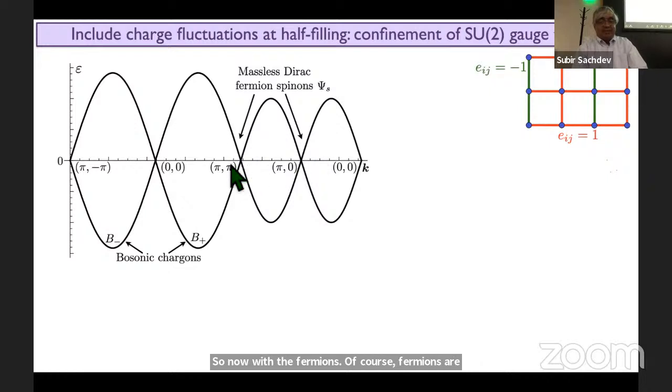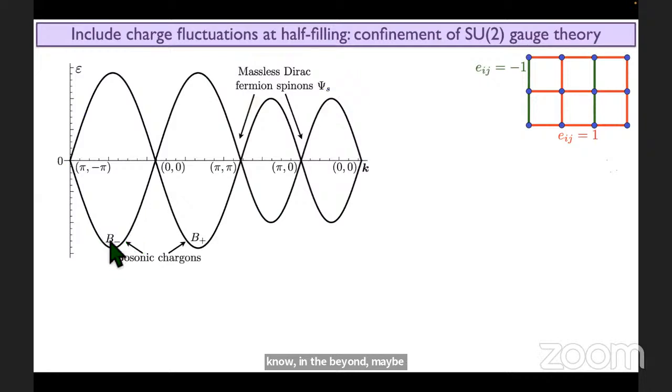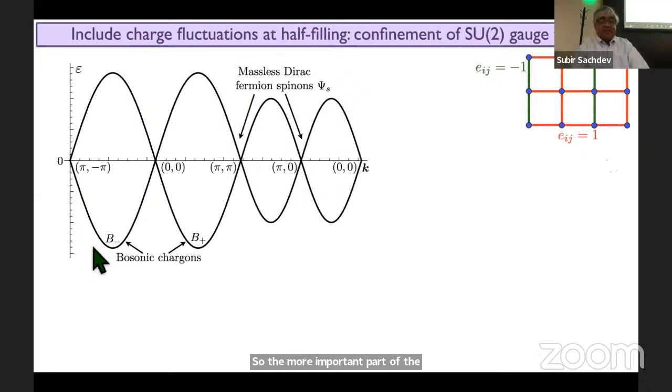So the important things are the Dirac nodes for the fermions. But for these bosonic chargons in the SU(2) gauge theory, they're massive excitations. So the most important part of the bosons are actually at these points, at the minima, not at the Dirac nodes. So I get two minima, just like I had two Dirac nodes, and we call these minima B minus and B plus. So the simplest assumption is that you're just going to condense this B minus and B plus.